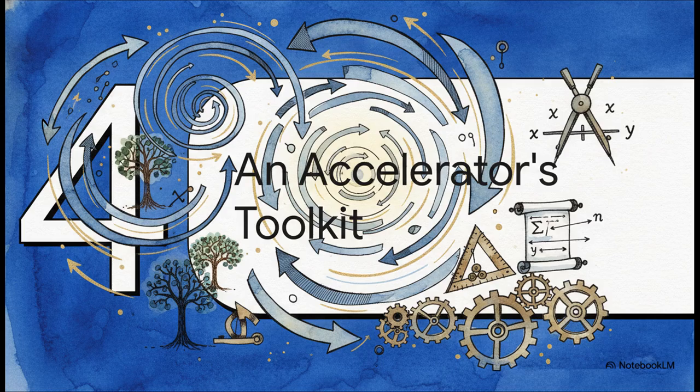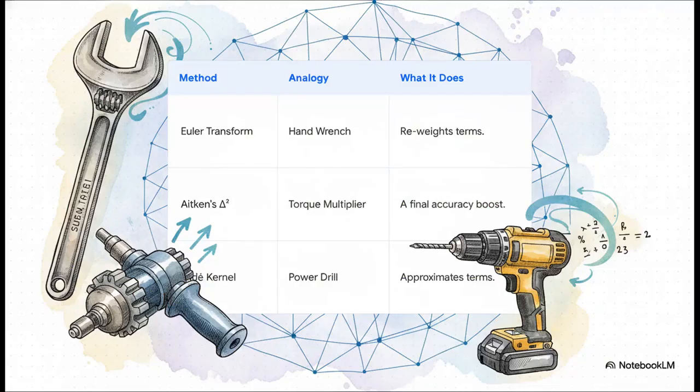It cracked open a door to a whole world of mathematical techniques designed to speed up or accelerate how series converge. Mathematicians now have this entire toolkit full of ways to tame these stubborn sums. And it really is like a toolkit. You've got your basics, like the Euler transform. Think of that as your trusty hand wrench, a simple, elegant tool that reweights the terms to get better results. Then you've got something like Aitken's process, which is more like a torque multiplier, a clever little trick you use at the end to get that last boost of accuracy.